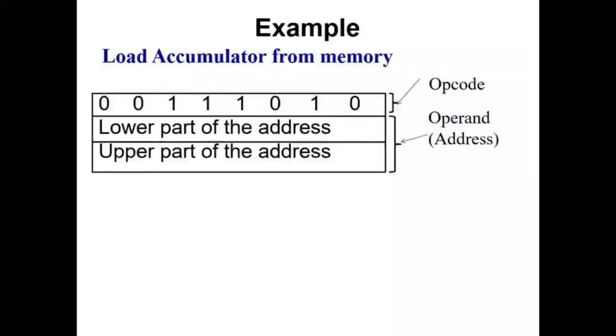Is that right? Now the second half is the lower part of the address, the one on your right. If you imagine that you have 16 bits and you break them into 8 and 8, the first part on your left we call the higher part of the address, or the upper part. And the last 8 bits are the lower part.